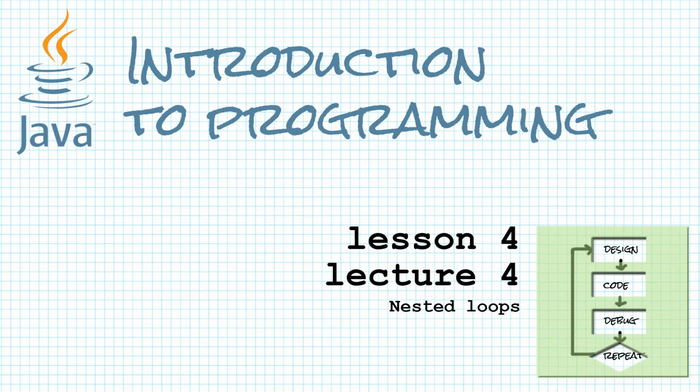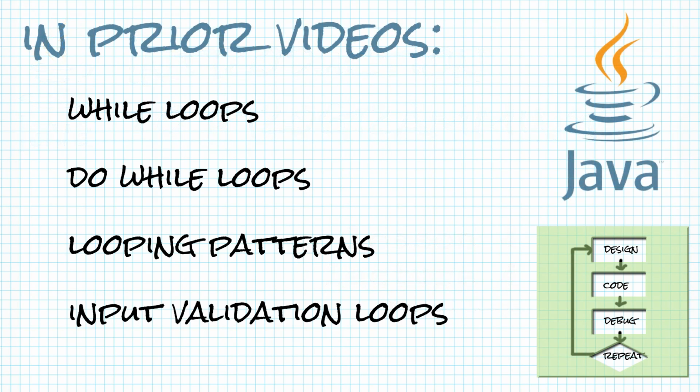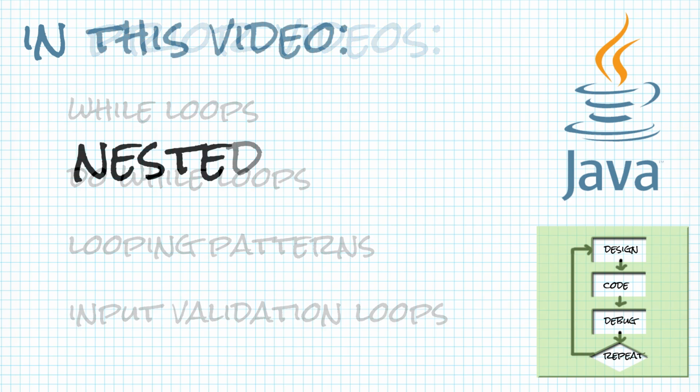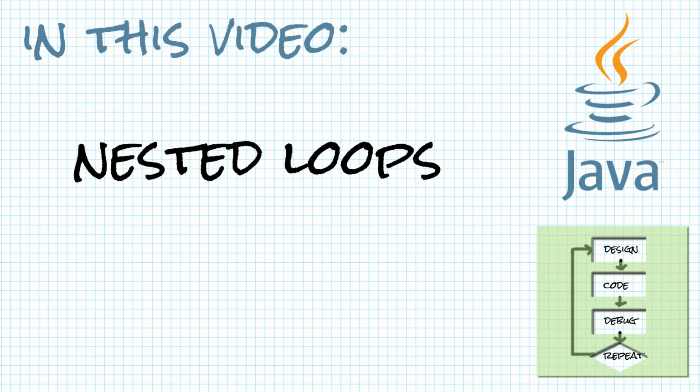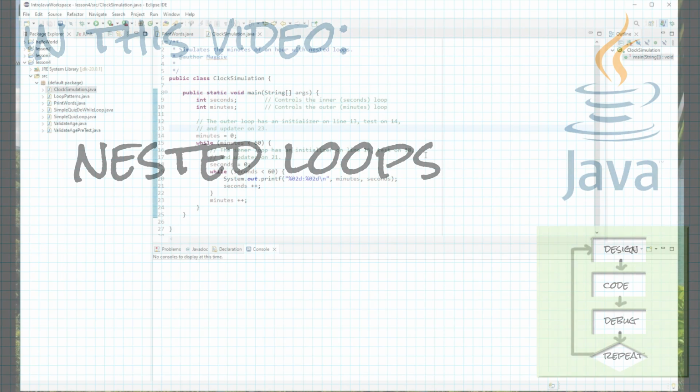If you're here because you want to learn to program in Java, you're in the right place. This is the 21st video in the Introductory Programming in Java full course, and the 4th video of Lesson 4, Looping Structures in Java. So far we've covered while loops, do-while loops, looping patterns, and input validation loops. In this video we're going to talk about nested loops, loops that are within other loops. Let's get right into it.